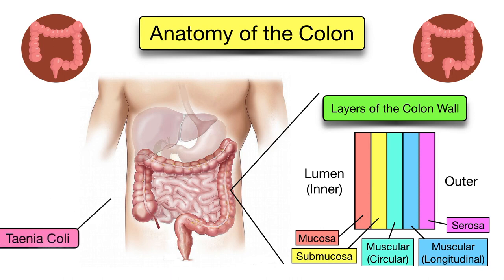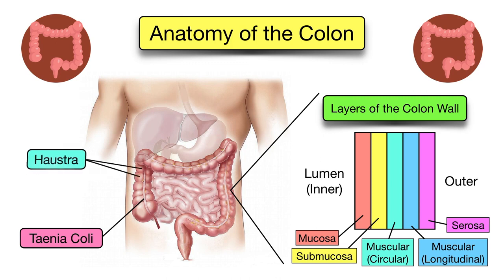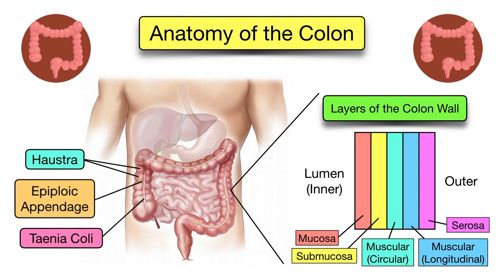The outer layer of longitudinal muscle forms 3 long strips along the colon called taeniae coli, which contract to form pouches along the colon called haustra. It's important to remember that haustra are not the same as diverticula. The colon is also decorated by small fat sacs of serosa called epiploic appendages. These structures are hallmarks of the large bowel.